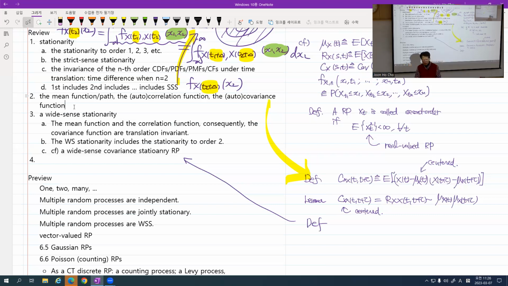For example, suppose you want to predict some random process's future value. And there could be many, many different criteria to build a very good or near optimal predictor. One of the simplest one is a linear predictor. And as we will see in this course, such linear predictor always uses the first and second order moments only. So whatever random process you are given, in order to build a linear estimator or predictor, you do not need higher order moments.